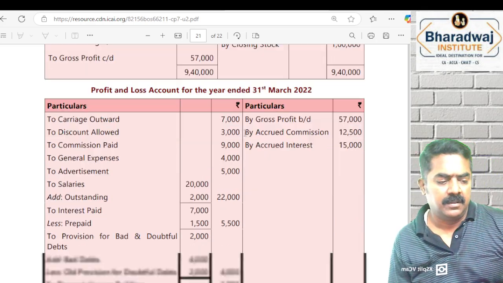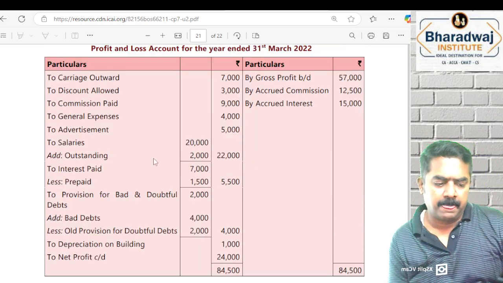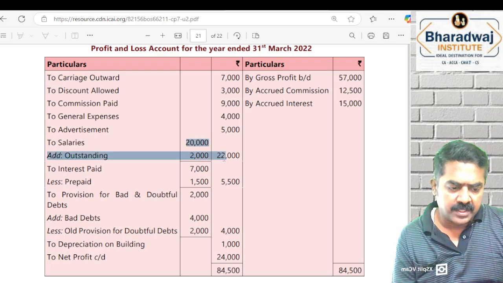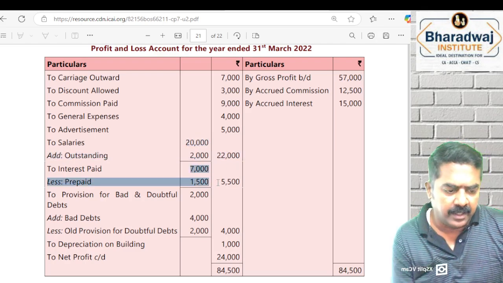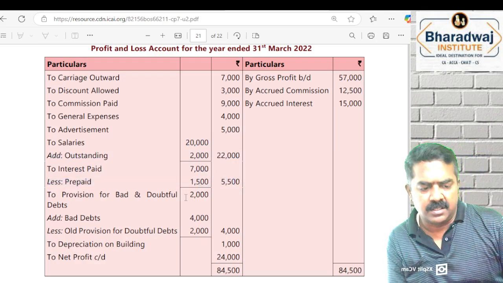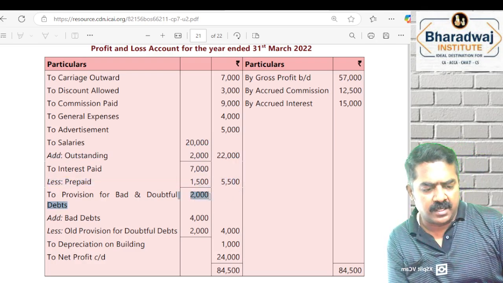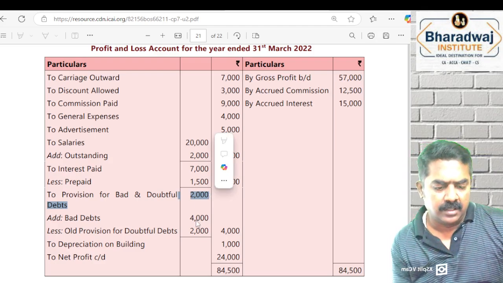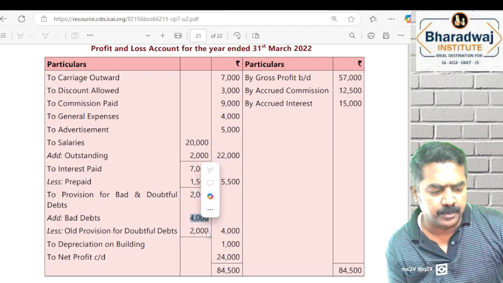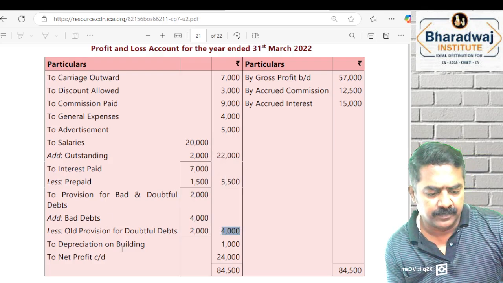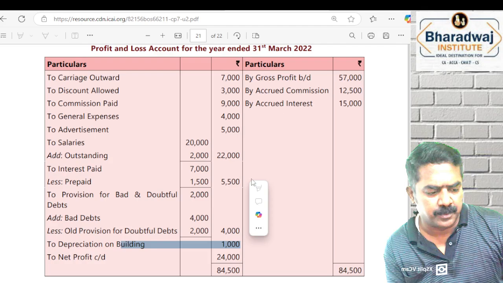Shall we? P&L account check பண்ணுங்க. Salary, outstanding salary add பண்ணிருப்பீங்க. Interest minus prepaid interest. Provision for doubtful debts required is 2,000. Add bad debts minus old provision. Net amount will come. Depreciation on building இங்க charge பண்ணுவோம்.